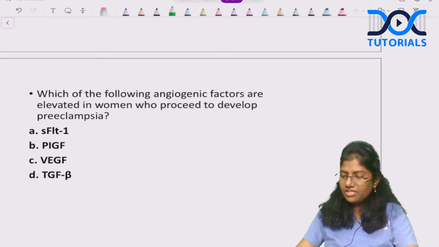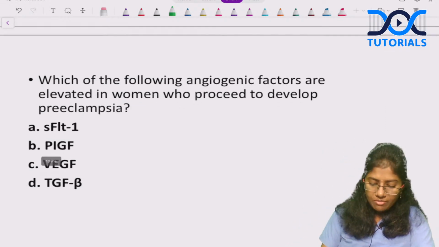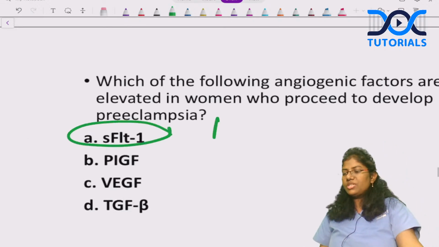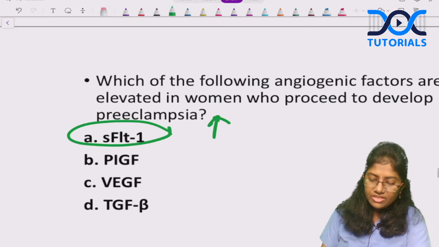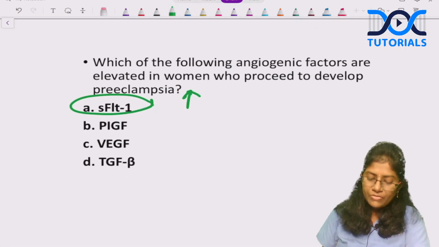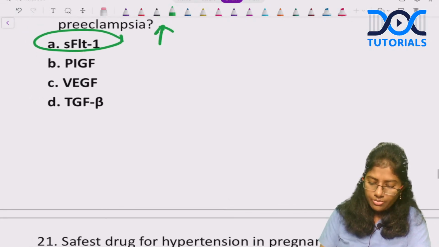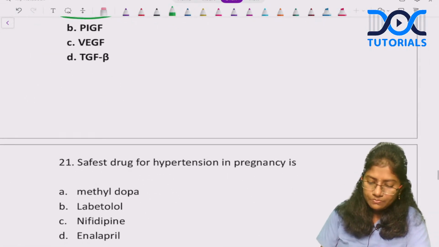Yes, elevated. Soluble FMS-like tyrosine kinase. This is an anti-angiogenic factor, as I already told you. It is elevated in women who proceed to develop preeclampsia. Okay, so this is it about preeclampsia.